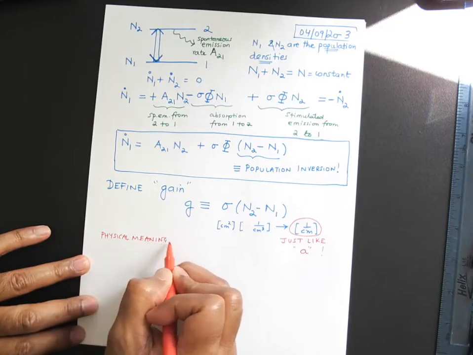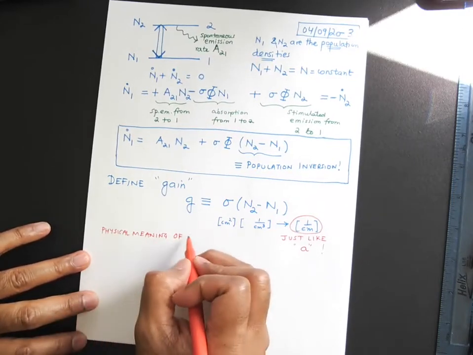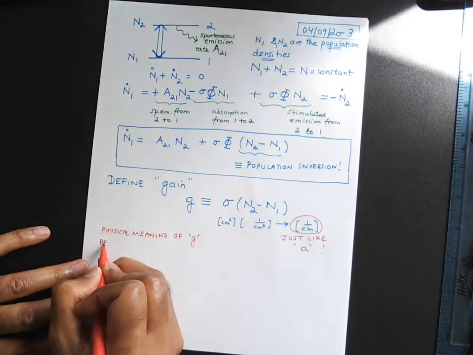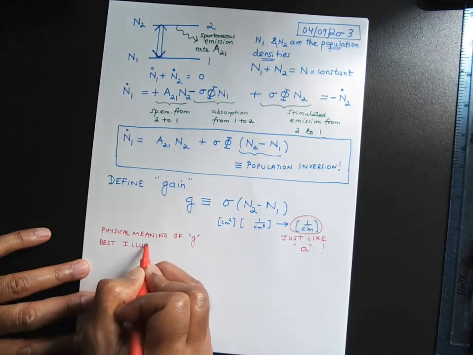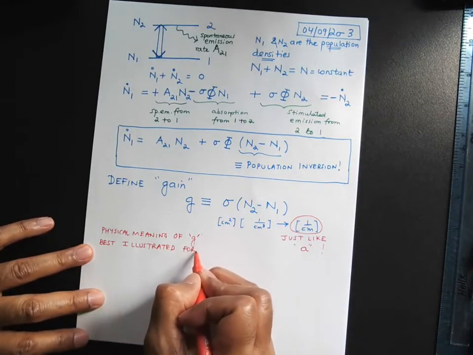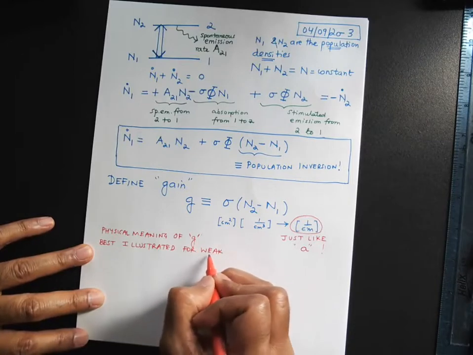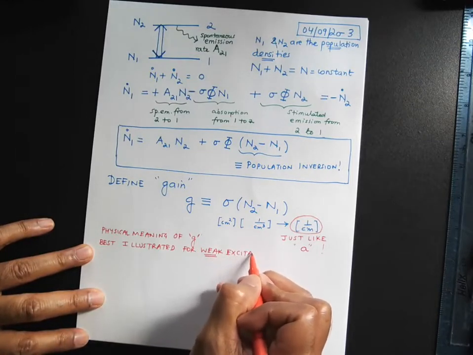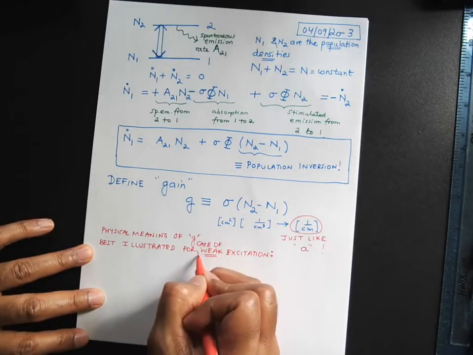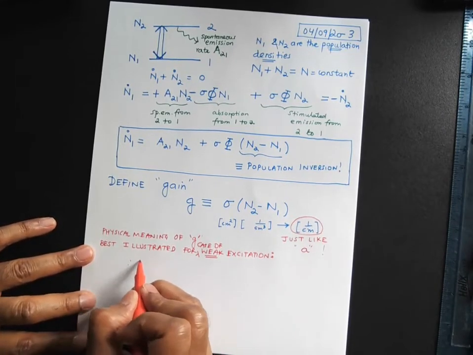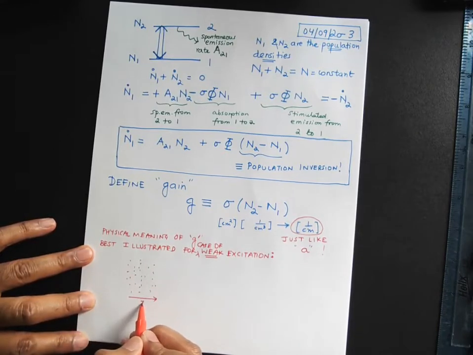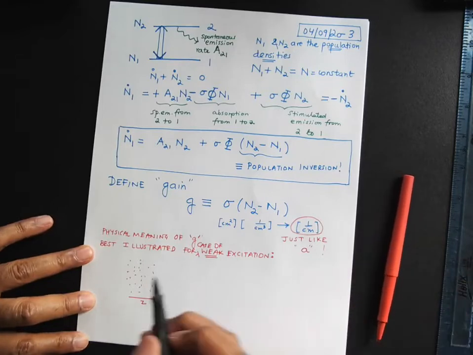Physical meaning of G. Okay, and I think it's best brought out, best illustrated for weak excitation. Okay. For the case of weak excitation. So, what we had was, there's this medium, Z, and let's say we have a beam coming in, right?